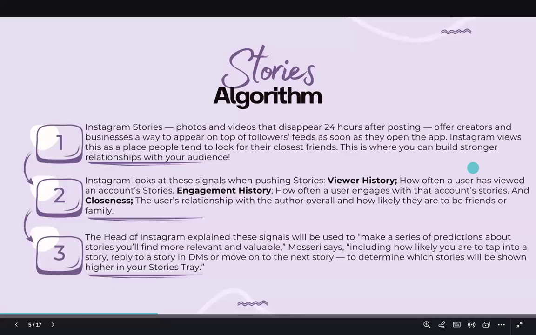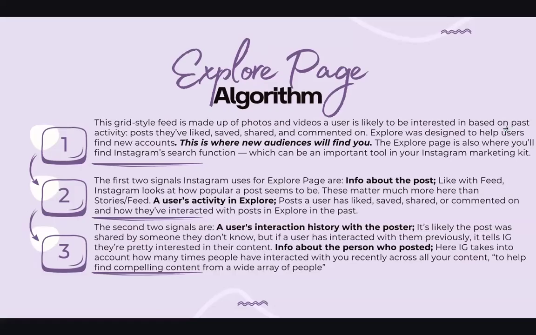Okay. The next algorithm is the explore page. Again, that's that little, what is it called? Magnifying glass. I was going to say microscope again. That's the little magnifying glass on the bottom right. Okay, right next to where your little profile picture is. This grid style feed is made up of photos and videos that you are more likely to be interested in based on past activity.